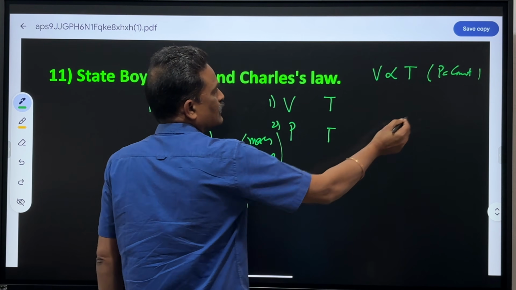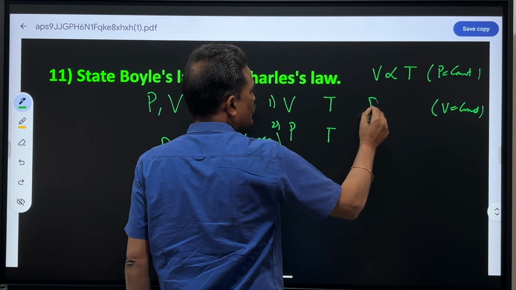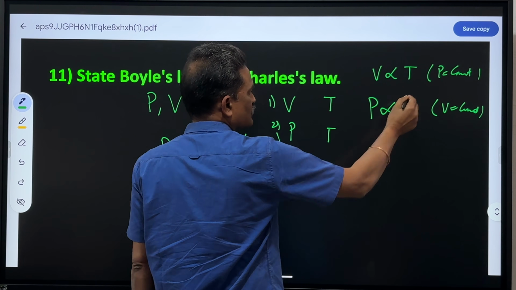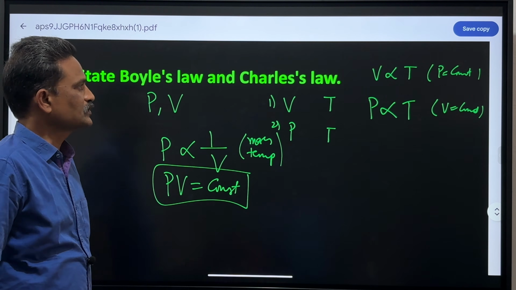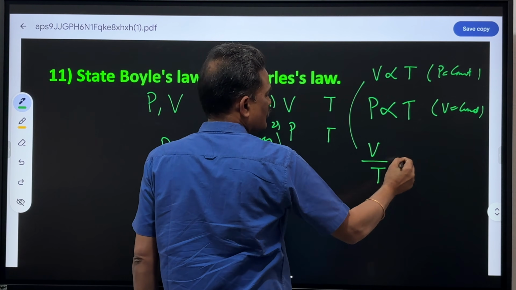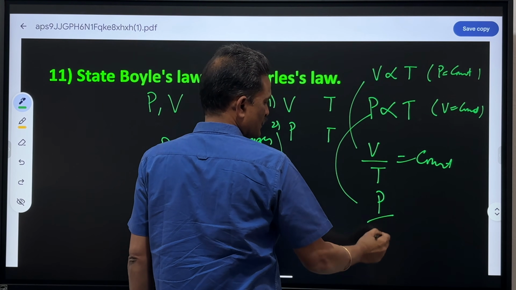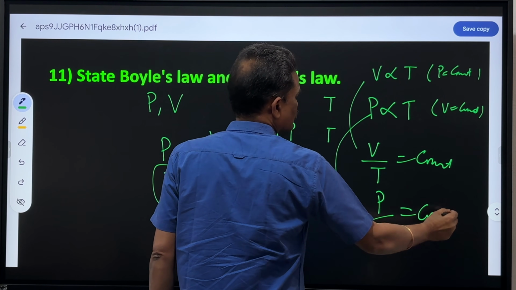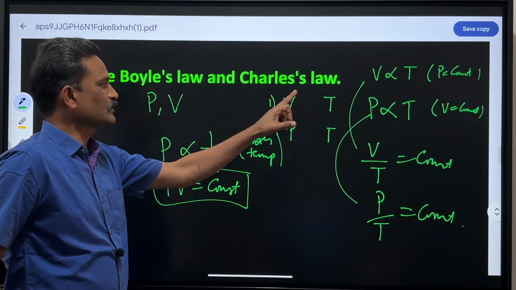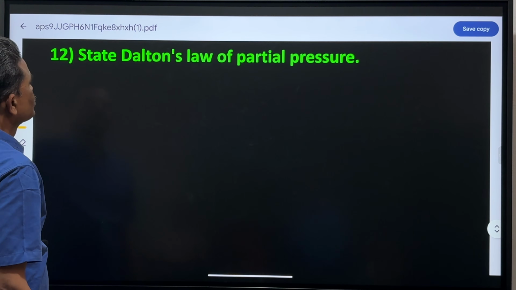The second one: when volume is kept constant, the pressure of the gas is directly proportional to its absolute temperature. So anyone you can write, or this can be written as V over T is a constant quantity, or this can be written as P over T is a constant quantity. Any one of those two. And this one, 1 mark plus 1 mark.